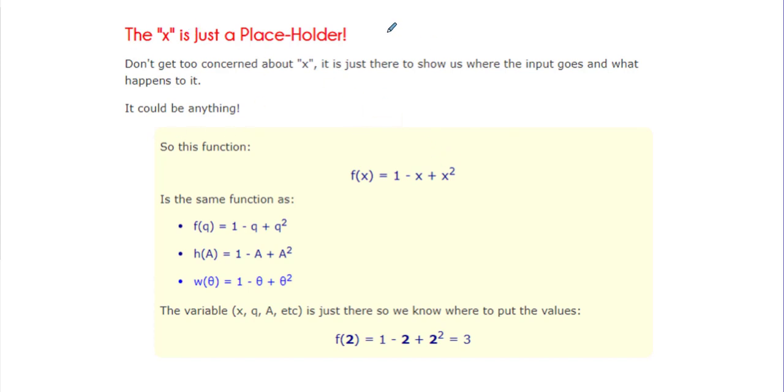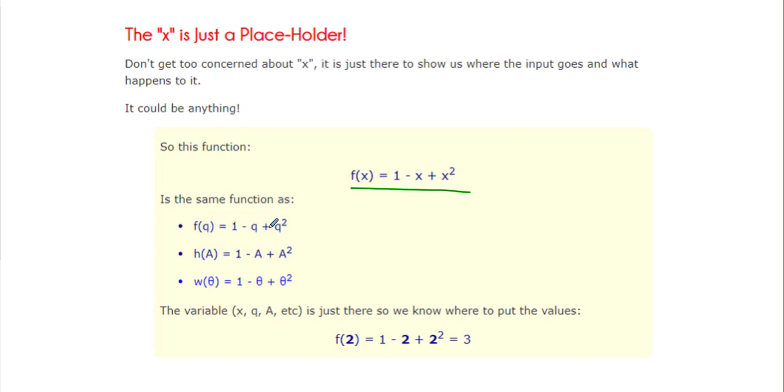I like this graphic here because it reminds you that x is just a placeholder. So if we've got this function, f of x equals 1 minus x plus x squared, right now x is our input, so that's what we see here. But if we were to input a q, all we're going to be doing is replacing all of those x values with a q.